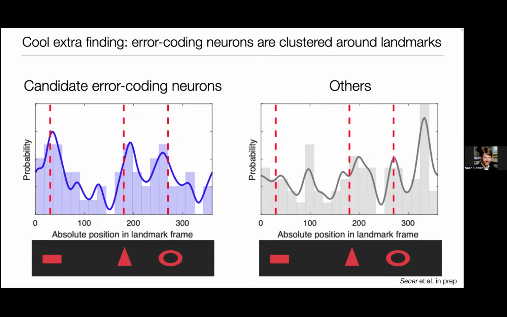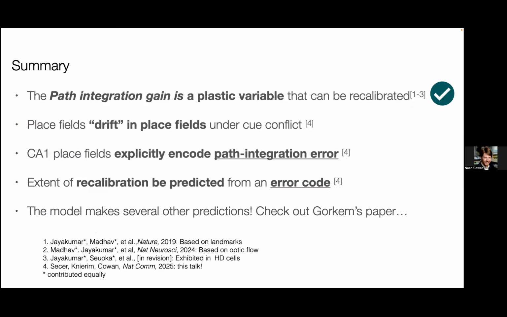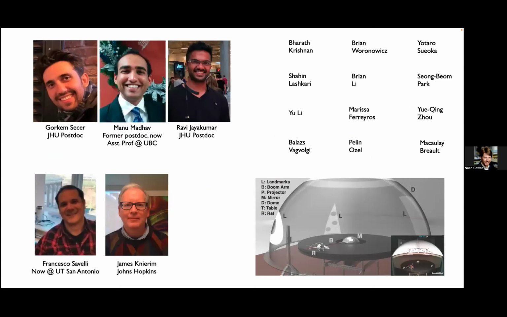The last little tiny piece, this is the last slide, is that the error encoding neurons happen to be near landmarks, which makes a lot of sense because when you're far away from the landmarks, you don't know exactly how much error you've accumulated.